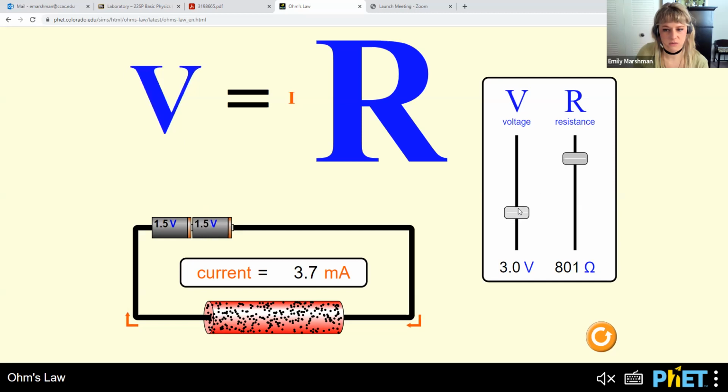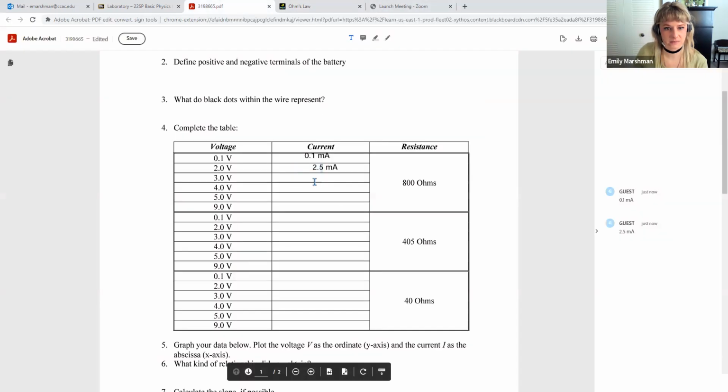We're increasing the voltage. The resistance is staying constant. So what's happening is we're basically putting in more batteries. We're providing more energy to the system by putting in more batteries. And that means there's going to be more current flow. Now it's 3.7 milliamps.